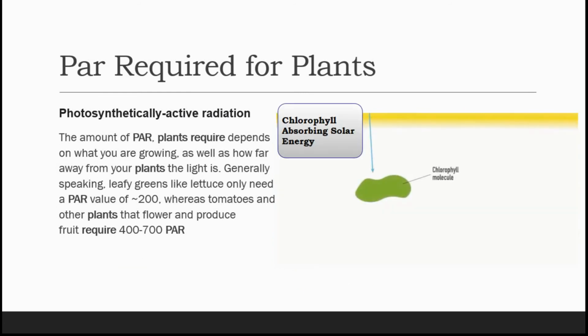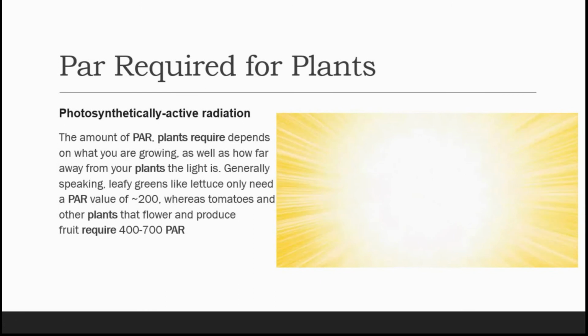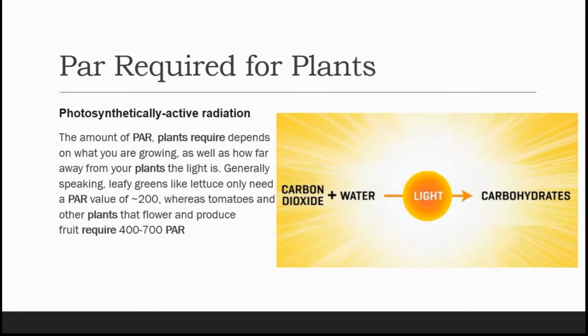Now chlorophyll absorbs the solar energy. The solar energy is converted to electrons. These electrons pass from one chlorophyll to another, then to another, and then they combine with carbon dioxide and water and finally make a product called carbohydrates. We will just switch on to our next slide here.